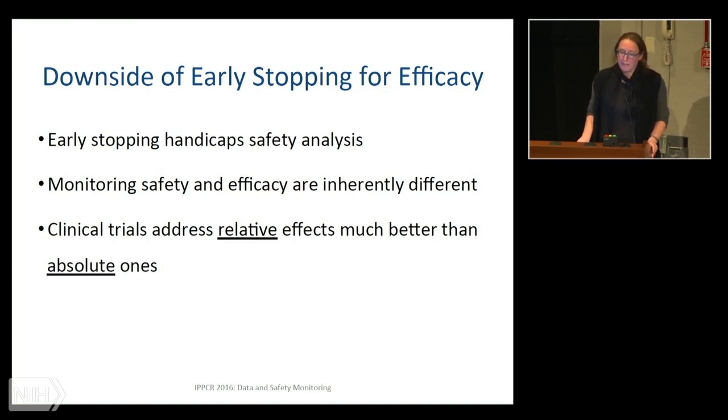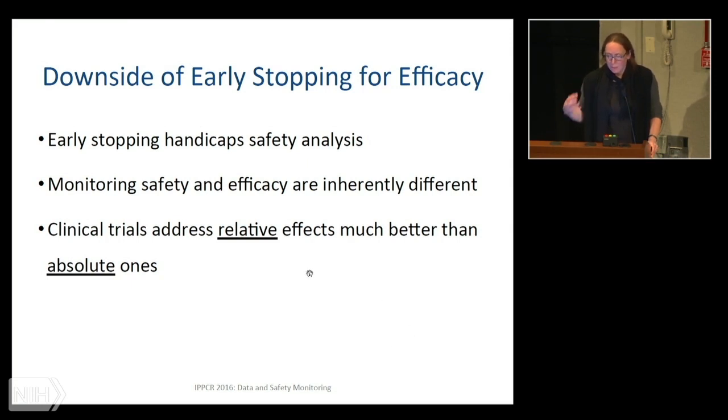And recommending stopping should not be taken lightly, for many reasons. One of them is actually that stopping early handicaps safety analyses. Right, you're not getting the full amount of data that you could have had about this drug. It can actually affect it. They have shown statistically that there's a little bit of bias in your treatment effect if you're stopping early for benefit as well. And people have fixes for that, but that's a little bit more esoteric.